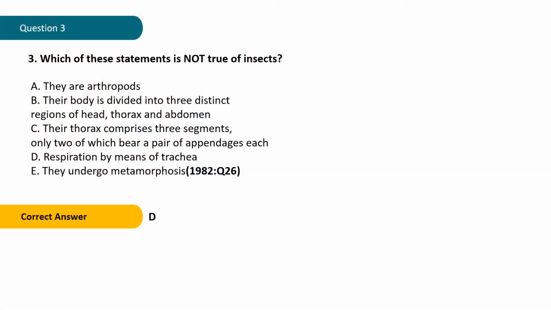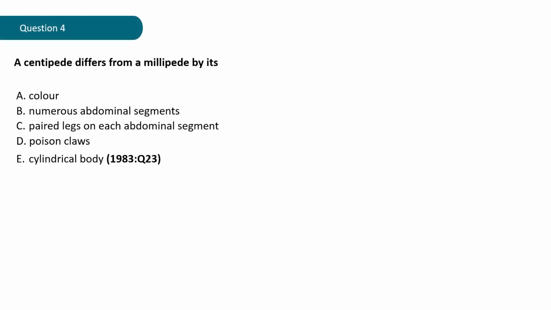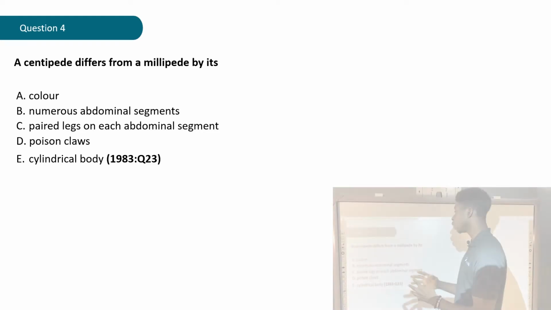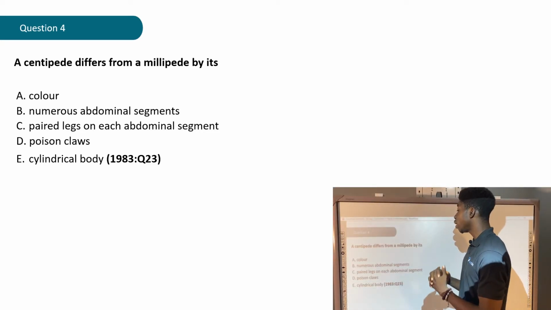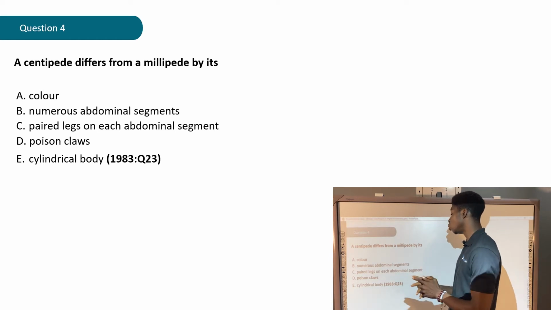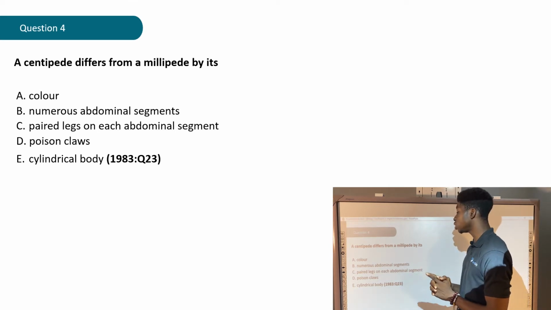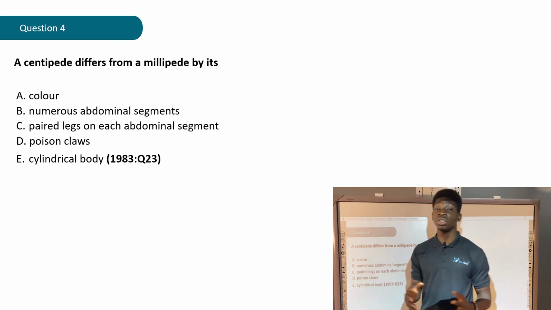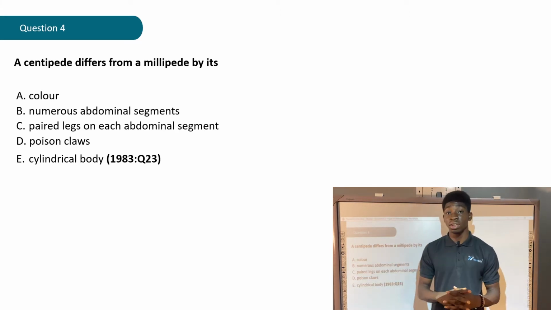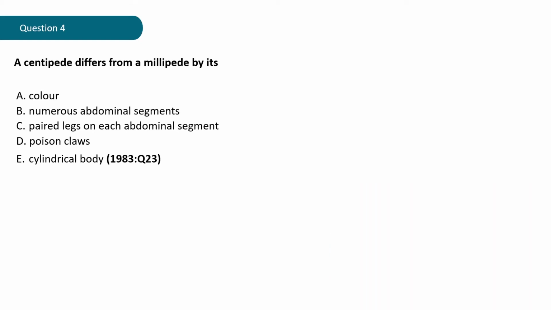Question 4. A centipede differs from a millipede by its A. Color, B. Numerous abdominal segments, C. Paired legs on each abdominal segment, D. Poison claws, E. Cylindrical body. That question is gotten from the year 1983, question 23. Why not give that a try?